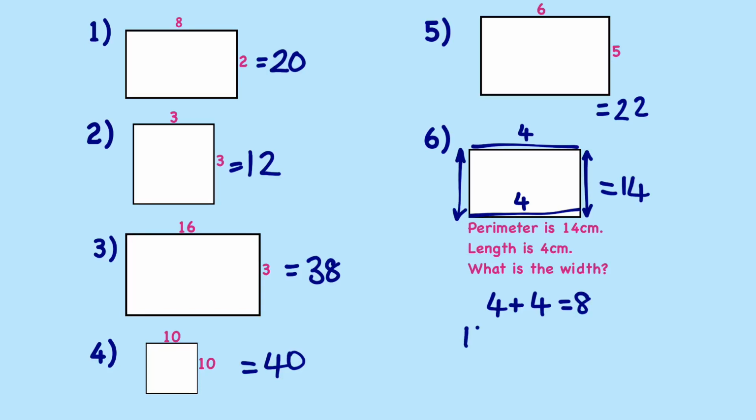So let's do 14 take away 8, which is 6. So this means that this width and this width both equal 6. If I want to know what one of them is, I divide by 2, and 6 divided by 2 is 3. So that tells me that this must be 3, and this must be 3. So the width is 3. Well done, you can calculate the perimeter of squares and rectangles.